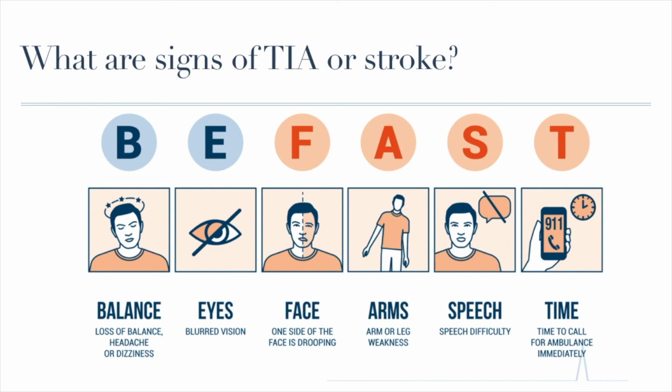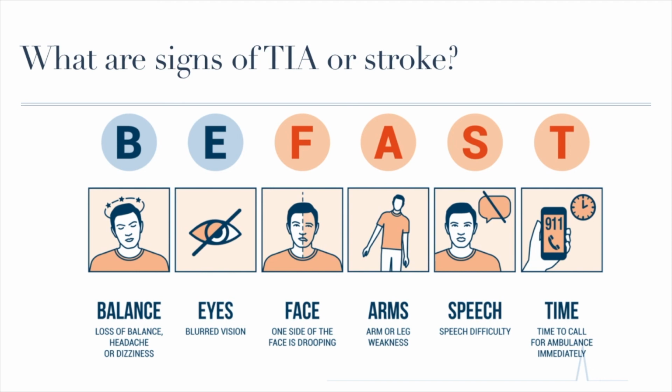So there's a little mnemonic device: BE FAST. B for balance, person tends to lose their balance. E for eyes, blurred vision. F for face. Oftentimes one side of the face becomes droopy, and that's because whatever side of the brain is being affected by the stroke, the opposite side of the body will become affected. A is for arms or leg weakness, oftentimes one side of the body. S is for speech difficulty, and the last, T, is just to remind you, hey, you need to make sure that you do this fast. You only have a limited amount of time to get to the hospital or call an ambulance in order to minimize the damage.